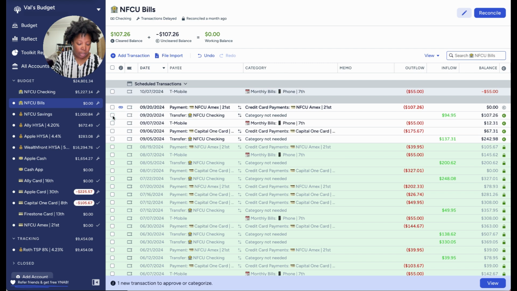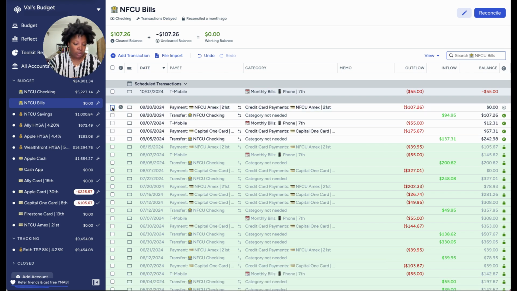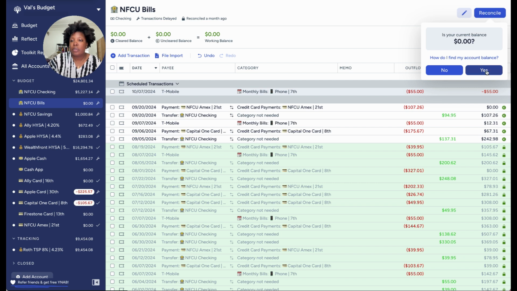And then we had my transfer to my Amex card, which was $107.26, which is this one. So we're good to go. And so let's clear that. So my balance should be 0, which it is, so we can reconcile this account.